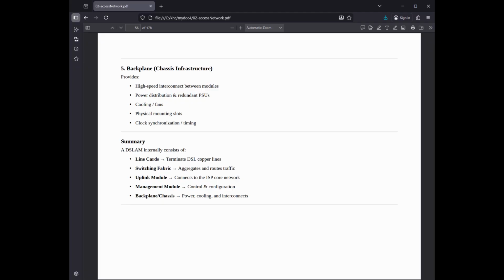Summary table, DSLAM components: component, role, analogy. The line card connects to individual home copper wires, the individual front doors to a building. The switch fabric directs traffic between cards, the building's elevator system. The uplink module connects the DSLAM to the internet, the main highway exit leading out to the backbone. The management module oversees system health and settings, the building manager's or security office. The backplane is the physical data path between all the cards, the internal hallway connecting all rooms.